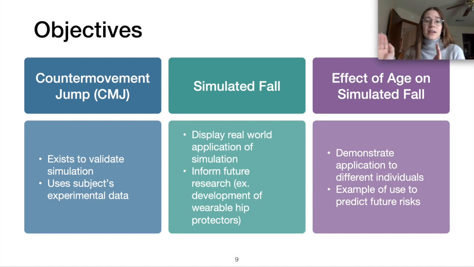After that, I used the same geometry to conduct a simulated fall on the same femur. And this is kind of just to display a real-world application. And finally, I checked the effective age on the simulated fall. So I modified my femur as if I got older, just to see if maybe now I'm more at risk of breaking my hip.